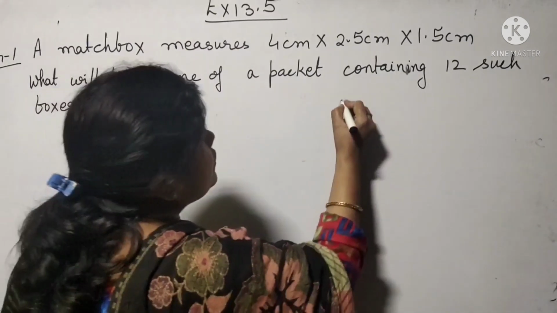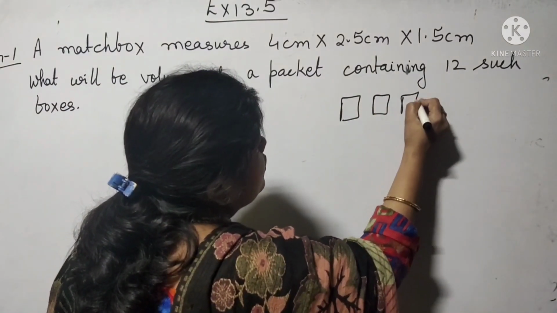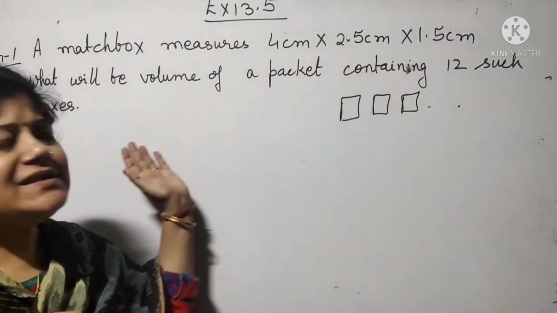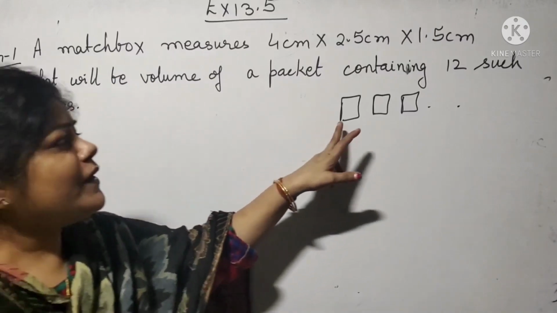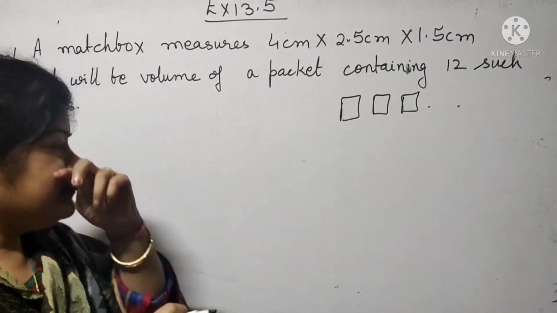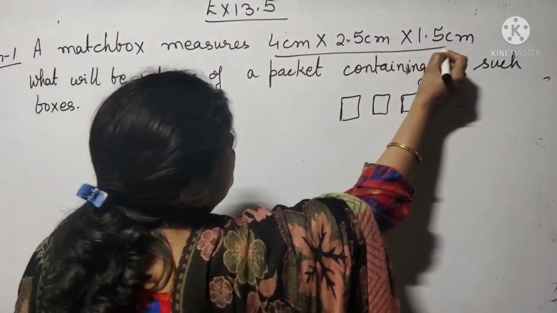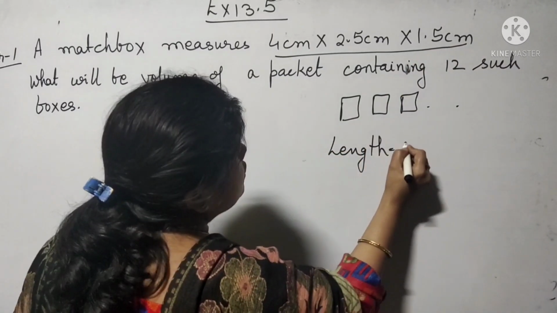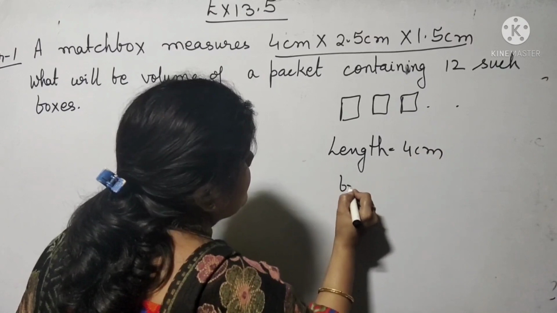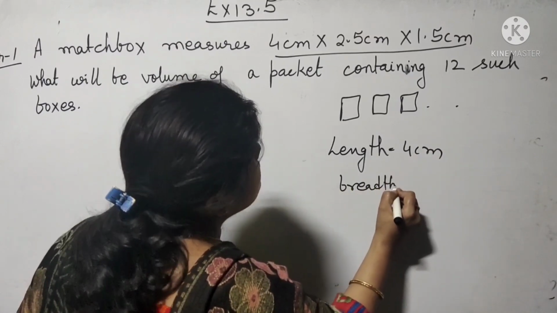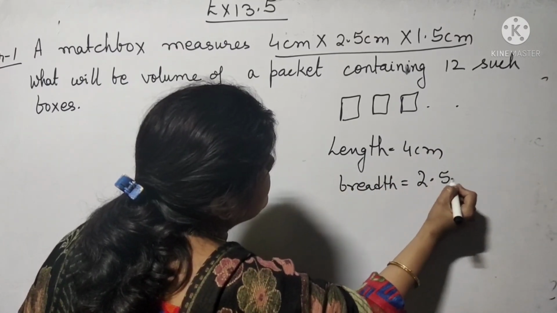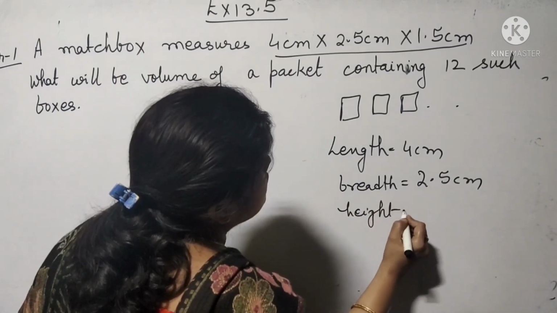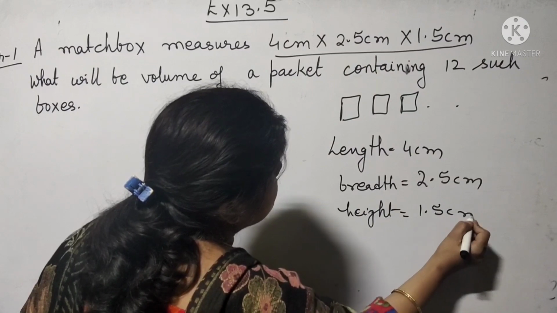That means we have 12 matchboxes, and we have to find the volume of all such packets. Firstly, we have to find the volume of one packet. So, it is given in this form. Length of the matchbox is equal to 4 centimeter. Breadth of the matchbox is equal to 2.5 centimeter. And height of the matchbox is equal to 1.5 centimeter.